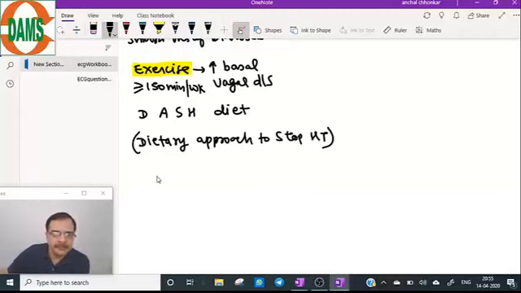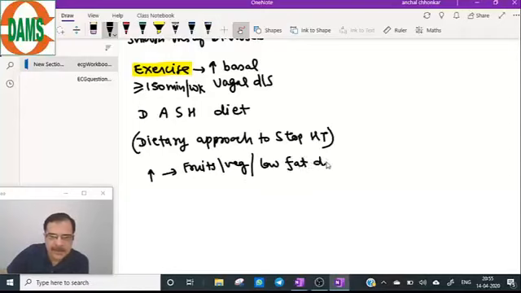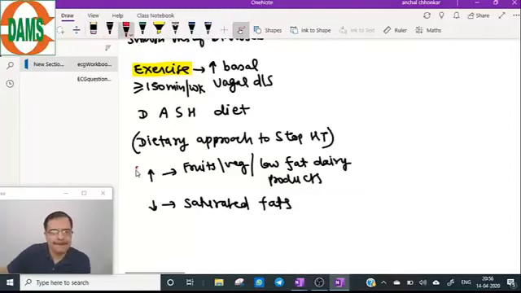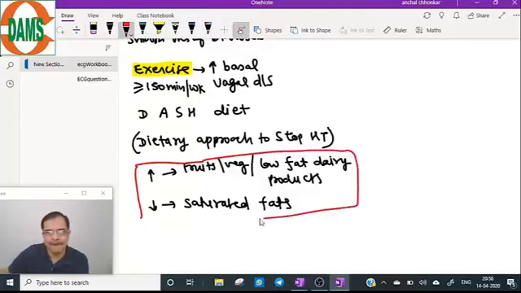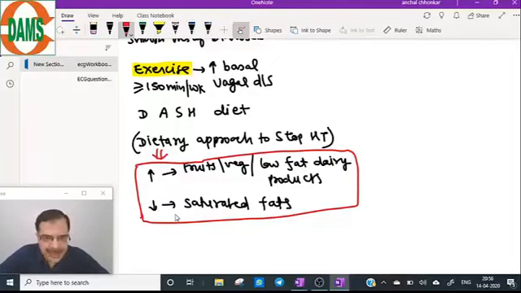Now, dietary approach to stop hypertension means increase fruits, vegetables and low fat dairy products, so that they supply the potassium in the diet, and decrease intake of saturated fats. So this question has come in your exam, DASH diet.